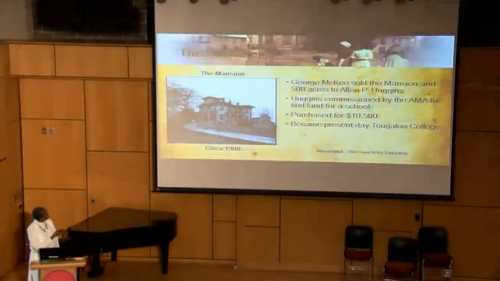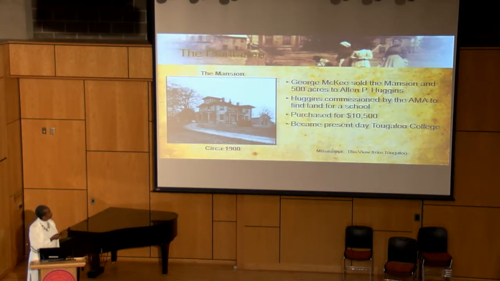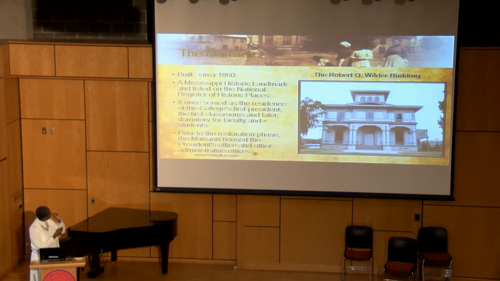And again, from Mississippi, the View from Tougaloo, we get the information about how Tougaloo was founded in terms of the purchase of the land, which became present-day Tougaloo College. Now, this is the Robert O. Wilder building, again, built with slave labor. It once served as the residence for the college's first president, classrooms and dormitories. And as I mentioned earlier, it was the business office, data processing.